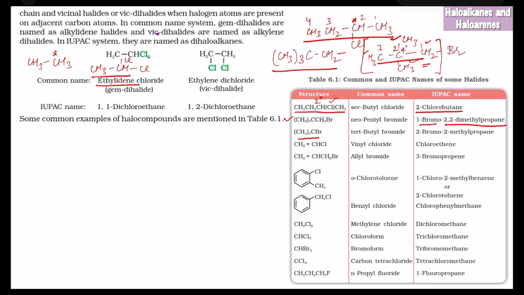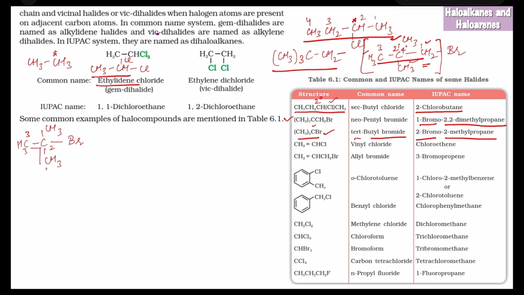Third is tertiary butyl bromide. Here the bromine atom is bonded to a tertiary carbon atom. So tertiary butyl bromide. And the IUPAC name will be, the structure can be written as CH3, CH3, CH3, Br. Now the longest carbon-carbon chain is 3 carbon chain, and if you number the carbons 1, 2, 3, the second carbon has both the methyl groups and the bromine atom. So 2-bromo-2-methylpropane.